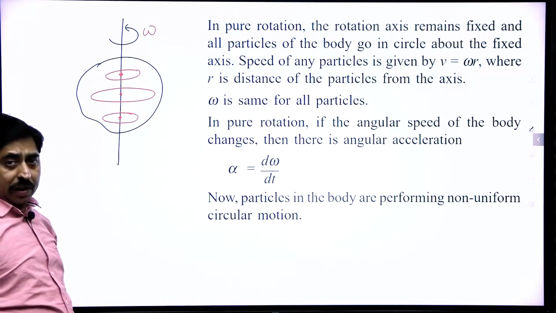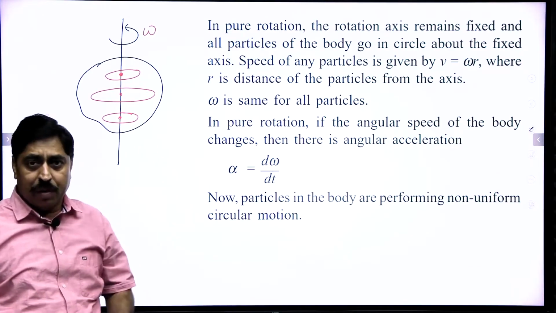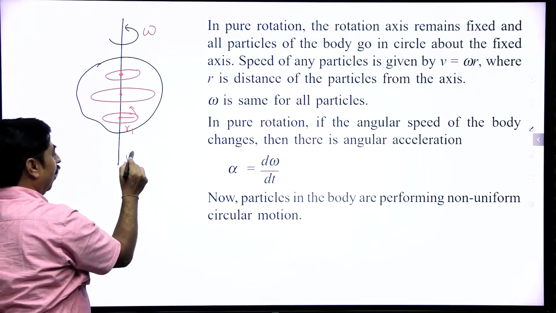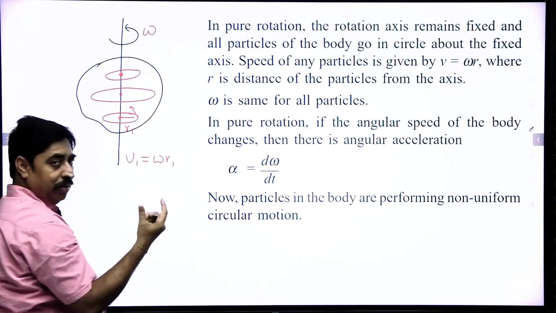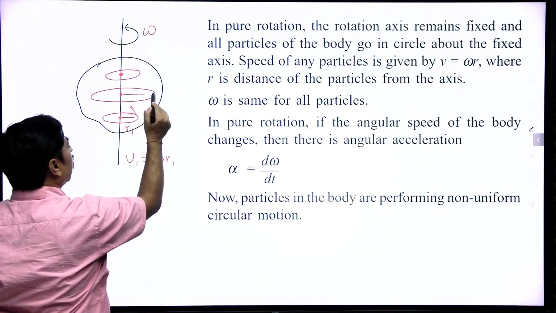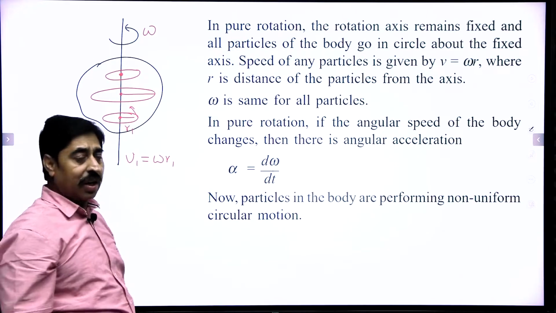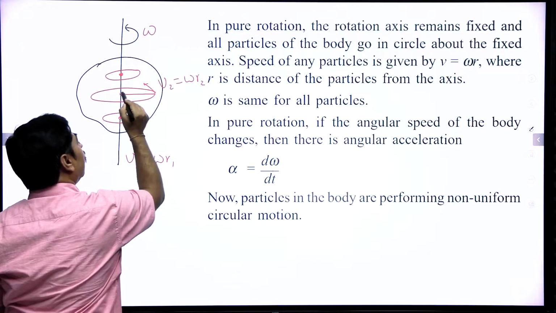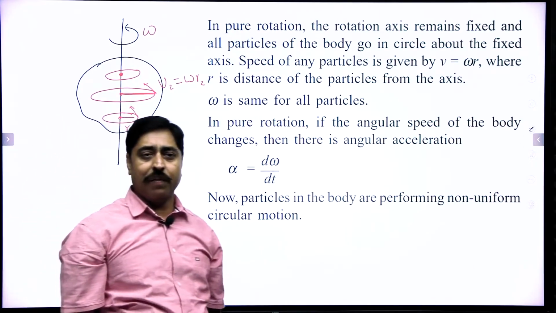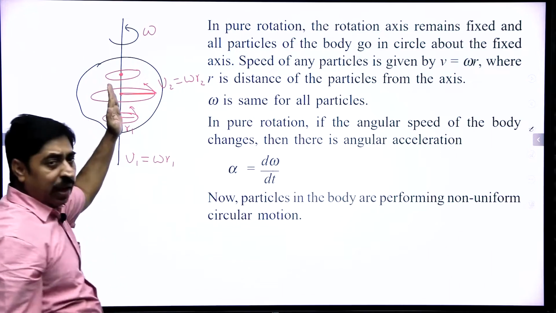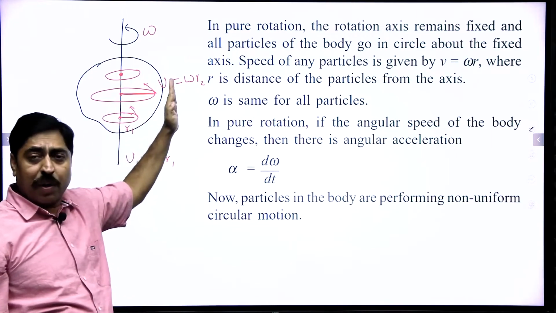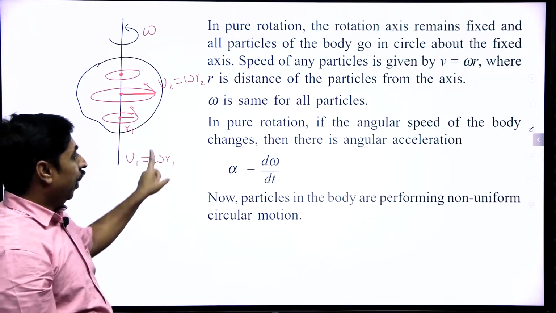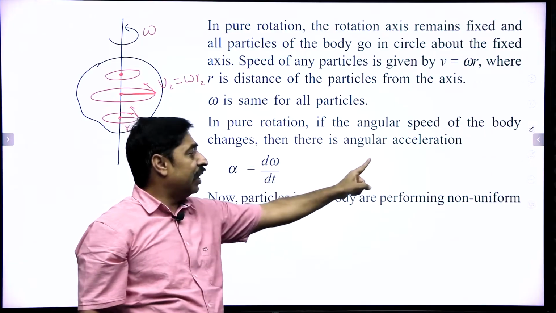And the speeds of the particles in general are not the same. If this particle is moving in a circle of smaller radius, its speed will be omega into r1. The speed will be smaller compared to this particle which is moving in a circle of larger radius, which will have a speed equal to omega into r2, where r2 is this distance. So naturally this particle is having higher speed. So the farther a particle is from the rotation axis, the higher will be its speed.